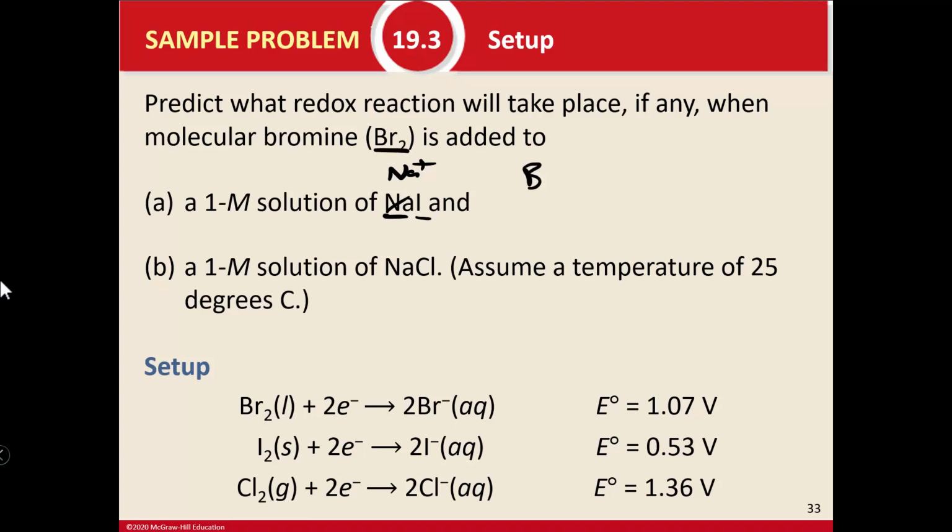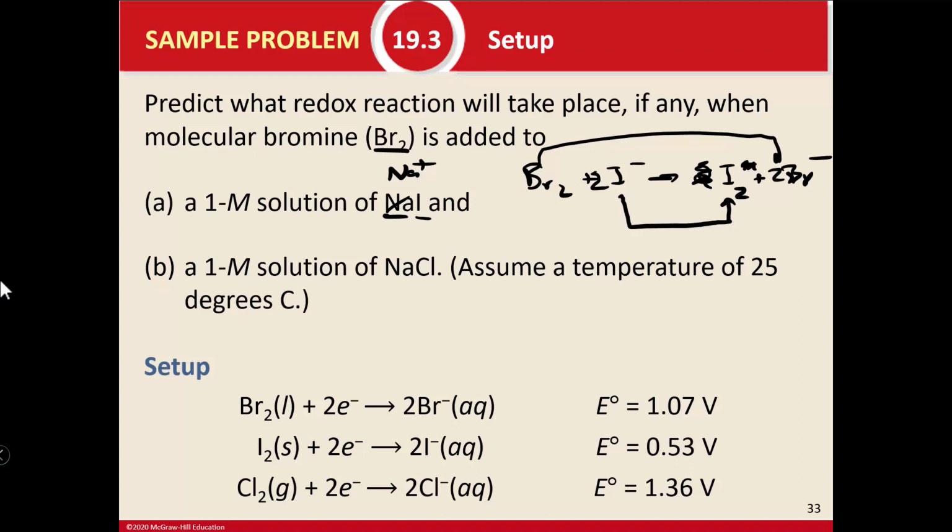So we're going to have bromine. We're going to react that with iodide. And if something's going to happen, we're going to form 2 moles of iodine, and we get 2 moles of the bromide ion. All right. So each bromine is going to gain an electron. Each iodide is going to lose that electron and become iodine. And so that's what we're going to investigate.